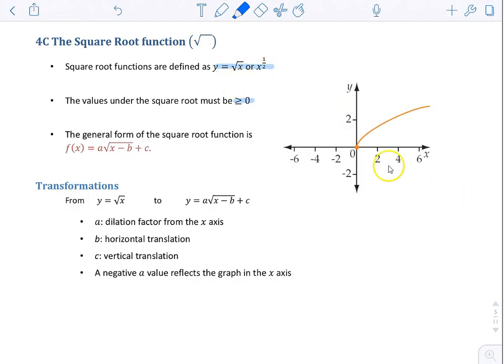This is our most basic example, okay? So this is the square root of x. Our most basic example where we start at 0, 0, or the origin, and we go from there.